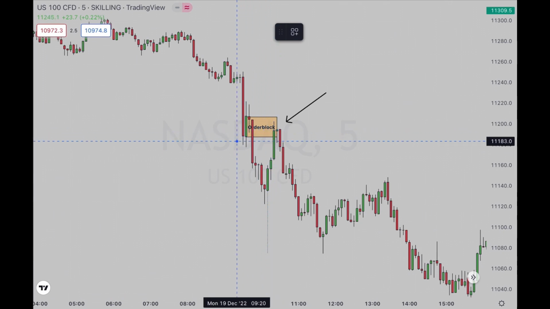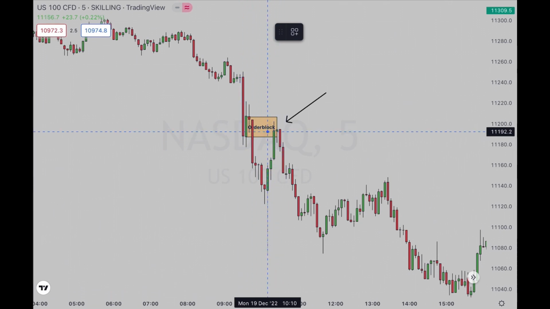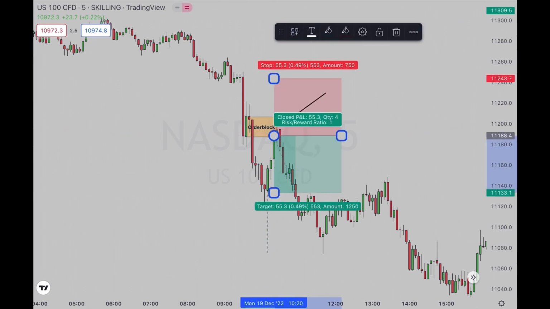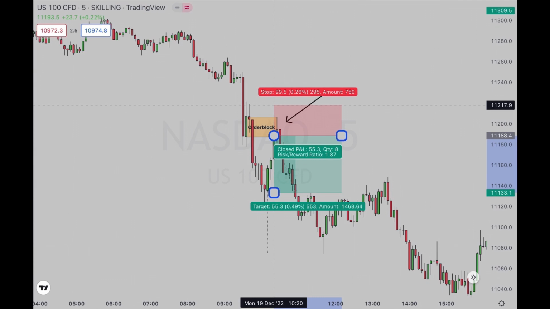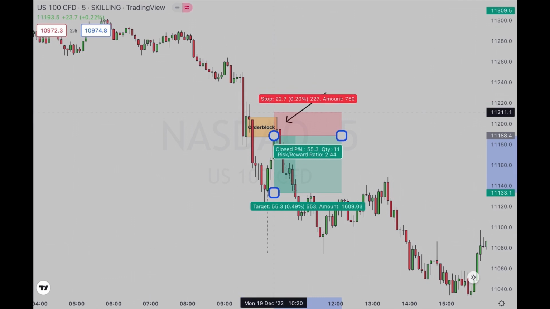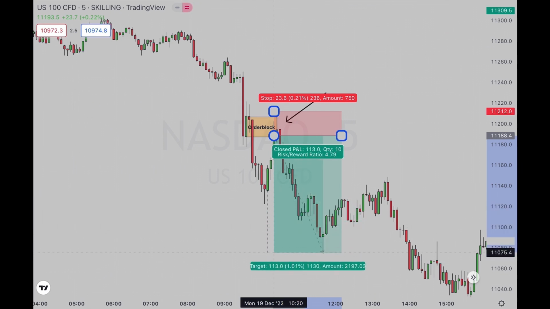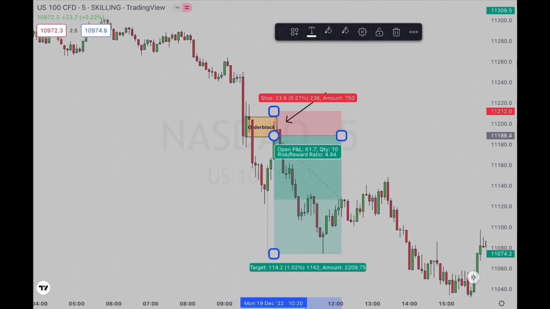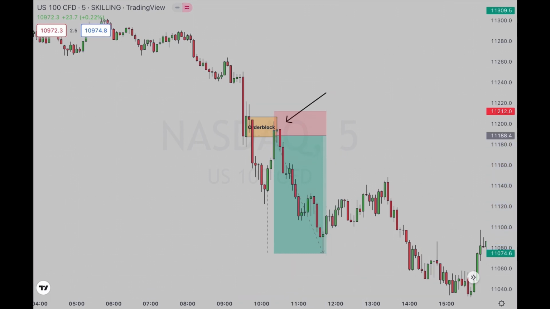So your entry would be as soon as it enters the order block, which is here. Your stop loss will be above the order block. Your take profit will be at the swing. Your take profit will be at the symmetrical swing low.